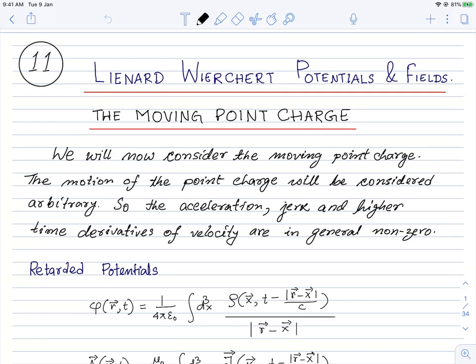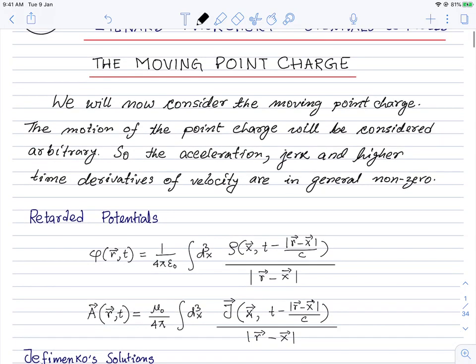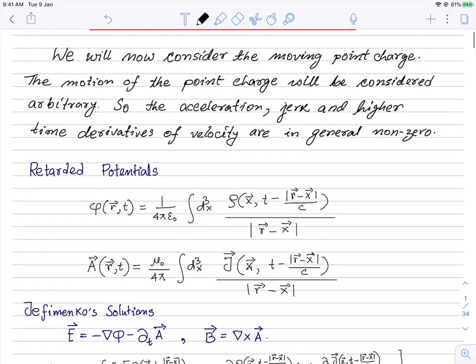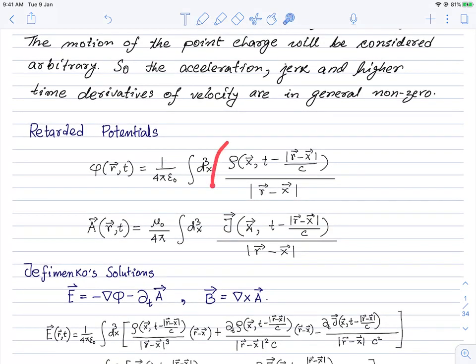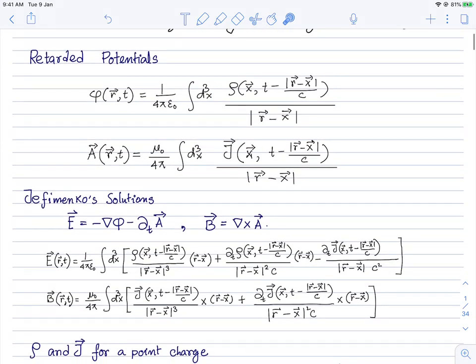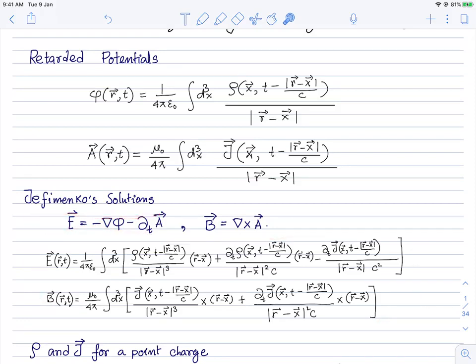The potential and the fields of the moving point charge are referred to as the Liénard-Wiechert potentials, and this is what we're going to study here. We have all the results more or less ready. We have the general results for the retarded potential for an arbitrary charge density and current density, and we've also derived the corresponding electric and magnetic fields due to these retarded potentials. These are the so-called Jefimenko solutions.